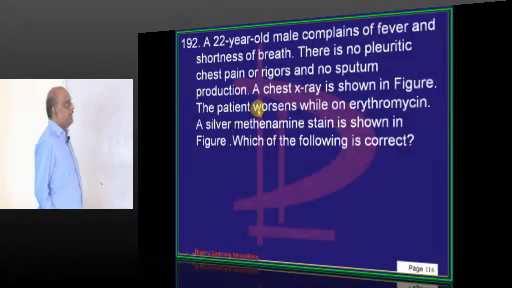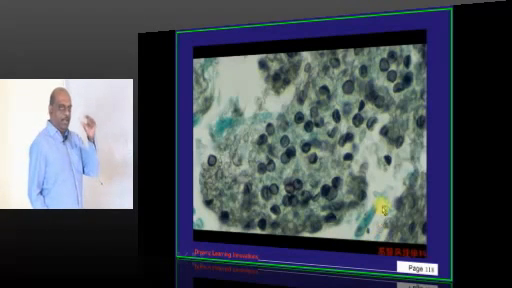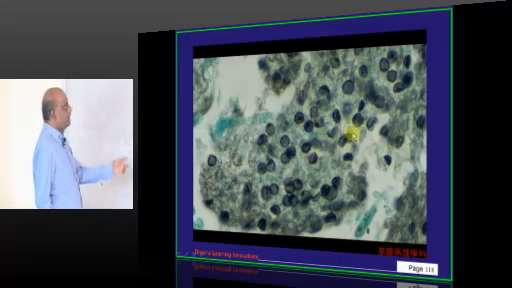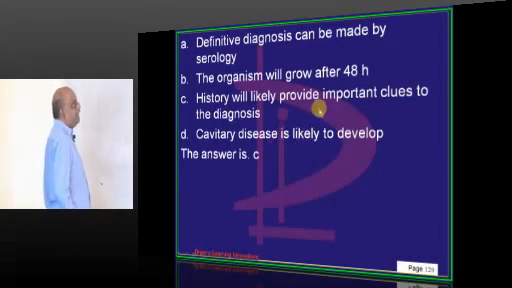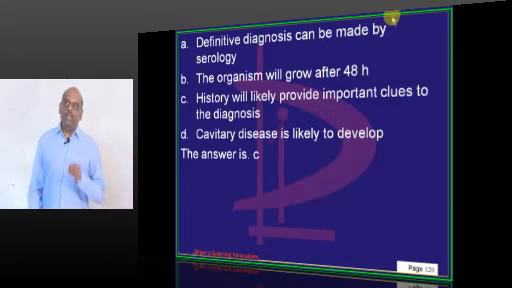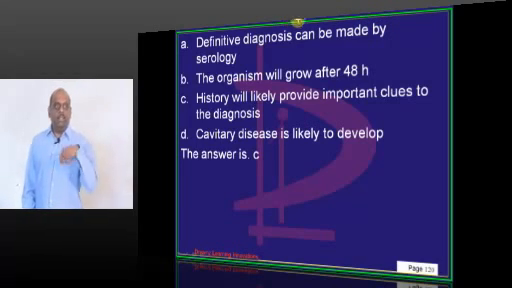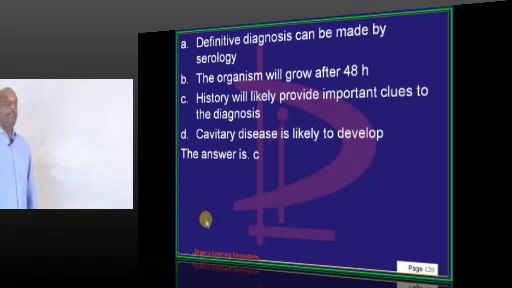And silver methenamine stain is showing typical lid-like cysts, which are classical of Pneumocystis carinii. And most of the time, history provides a clue. What is the history? There will be significant respiratory distress along with pneumonia, but there is no sputum production, unlike in the case of bacterial pneumonias.